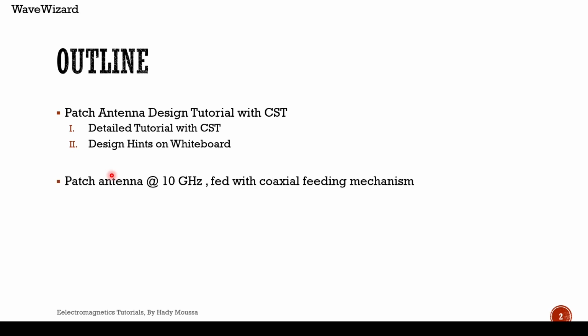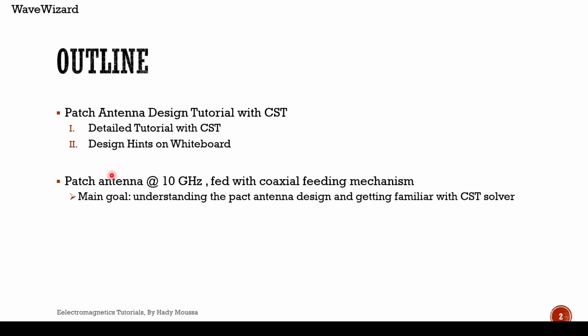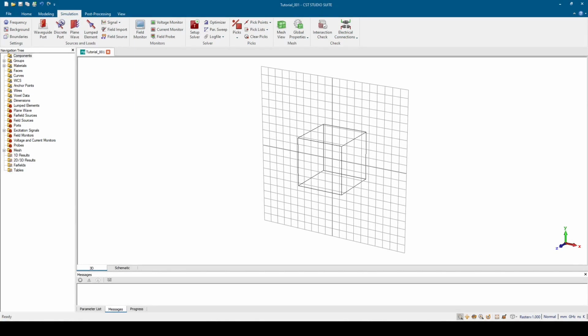So in this example, I will do a patch antenna designed for 10 gigahertz, fed with a coaxial feeding mechanism. And my main goal is to understand the patch antenna design and get familiar with the CST solver, the details of the model creation, setting up the simulations and so on, and to give hints on how to optimize the antenna design very quickly, what to expect, and so on. Well, let's do it then.